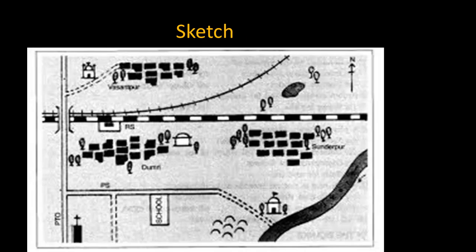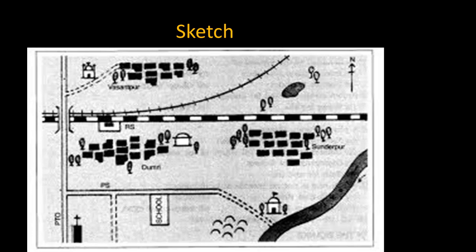Another component of map is called a sketch. A sketch is an outline map which is drawn from observation rather than from exact survey measurement and showing only the main features of an area. It is a type of drawing which is mainly based on memory and spot observation. It is not based on a scale.